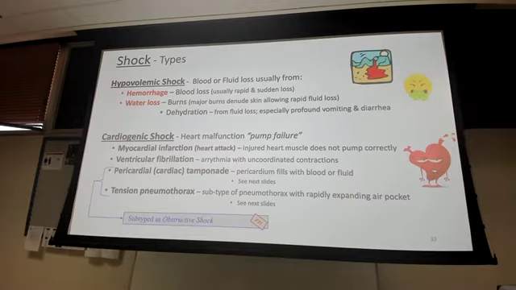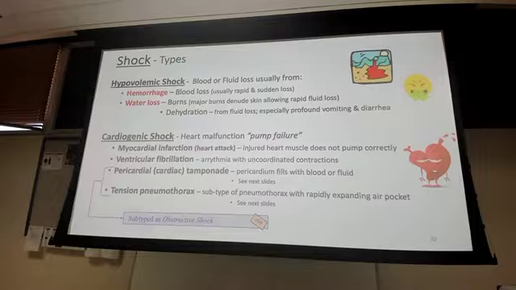We don't really care if they can eat. We want to make sure that they're taking in those fluids, because if they're not taking in fluids, if they're throwing up, if they're having lots of diarrhea, well then they're going to become hypovolemic, and potentially that's going to lead to shock. Burns can also do it.